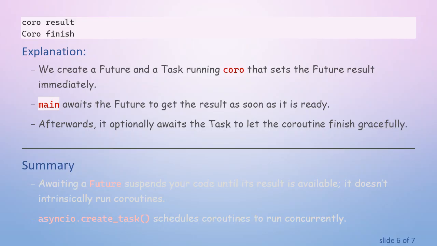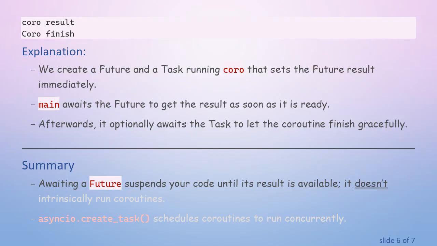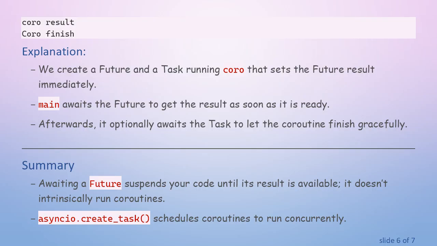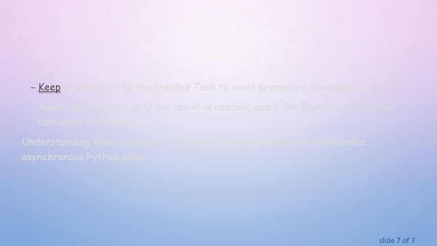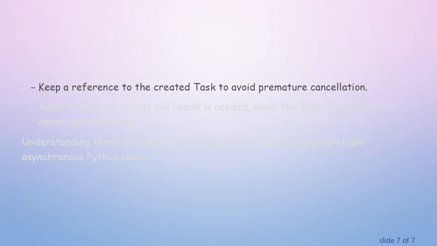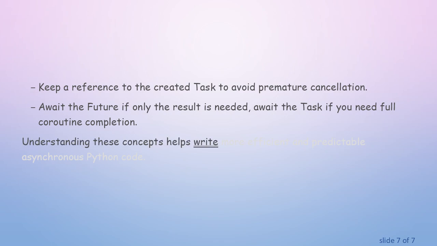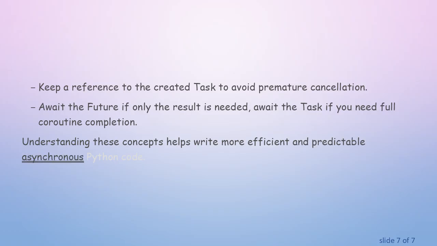Summary. Awaiting a future suspends your code until its result is available. It doesn't intrinsically run coroutines. asyncio.create_task schedules coroutines to run concurrently. Keep a reference to the created task to avoid premature cancellation. Await the future if only the result is needed. Await the task if you need full coroutine completion. Understanding these concepts helps write more efficient and predictable asynchronous Python code.